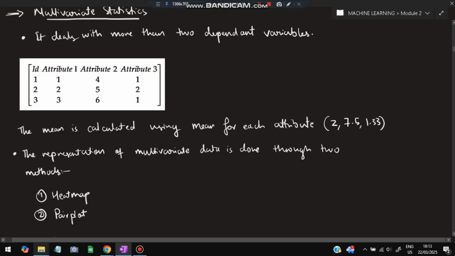And to calculate multivariate things, we'll be calculating the vector mean. Vector mean means: what is the mean value of 1 2 3? It is 2, right? 6 divided by 3. What is the mean of 4 5 6? It is 15 by 3, which is 5. What about 1, 2 and 1, which is 4 by 3, whatever value comes, that is the mean of it. So we'll be calculating the mean of each of these values. That is the vector mean.